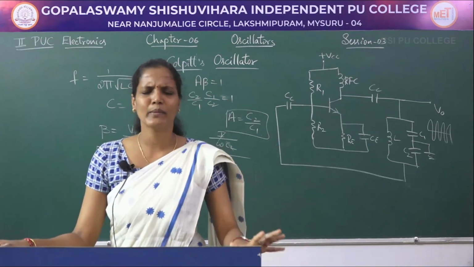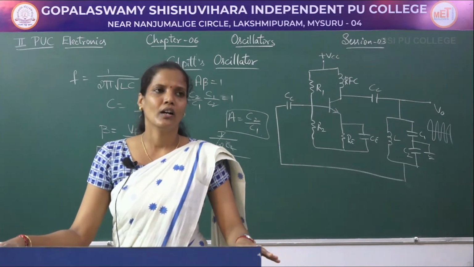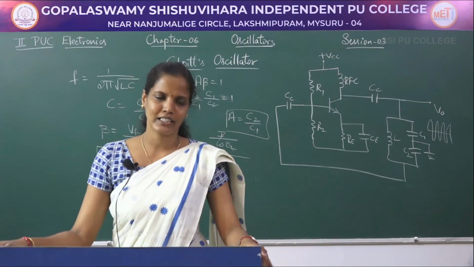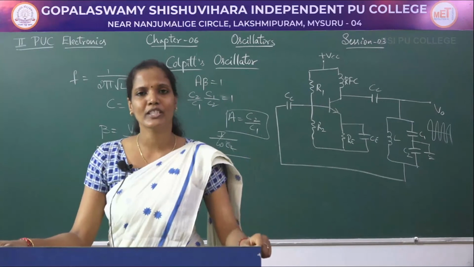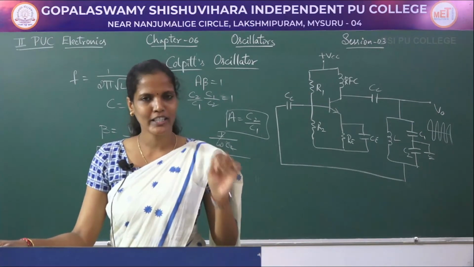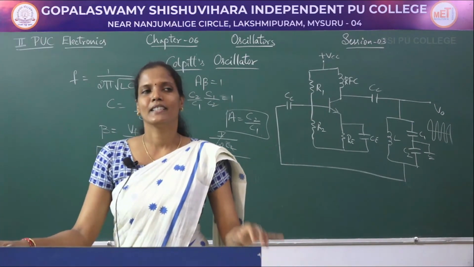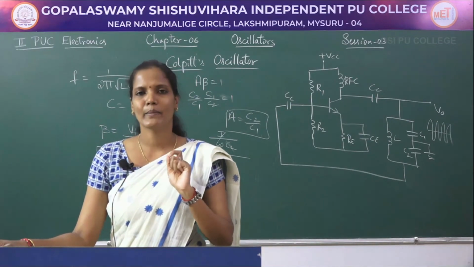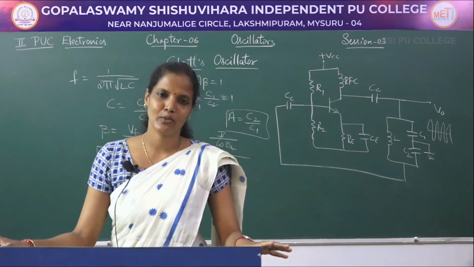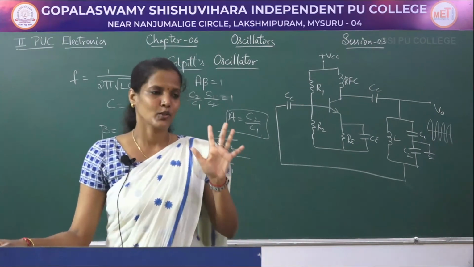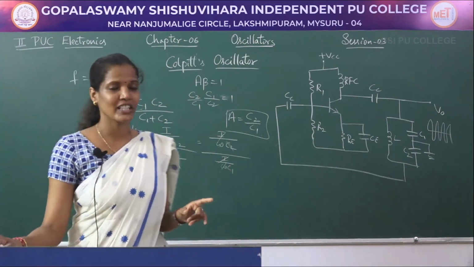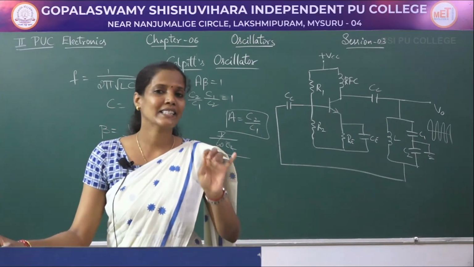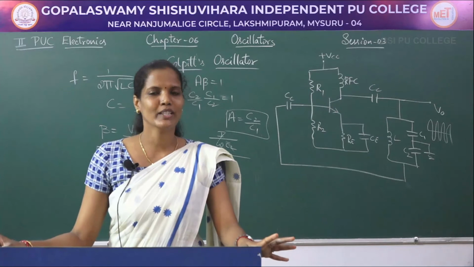It is very important to satisfy the two criteria of Barkhausen, that is, the overall phase shift of the circuit must be equal to 0 degree or 360 degree, and the magnitude of the product of the open loop gain, that is A, and the feedback gain, that is beta, must be equal to unity, that is 1. So by doing this, we will be able to generate the sustained oscillations. Clear? Now let us see a simple problem on this Colpitts oscillator.